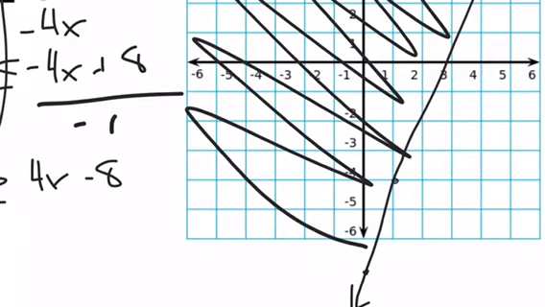Right, so key things to remember. Solve for y, get y by itself. If you multiply or divide by a negative, flip your sign. When you go to graph, if it is less than or greater than, you should have a dotted line. If it is less than or equal to or greater than or equal to, you should have a solid line. If it is less than or less than or equal to, shade below. If it's greater than or greater than or equal to, shade above.